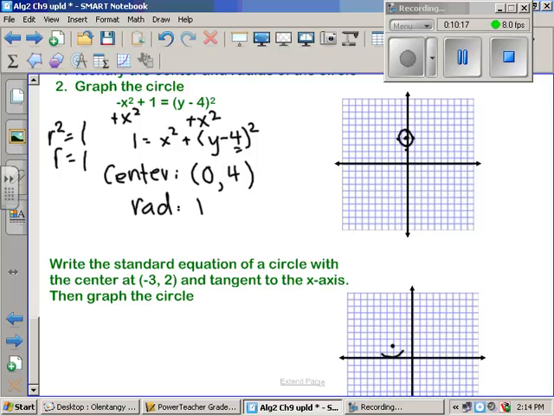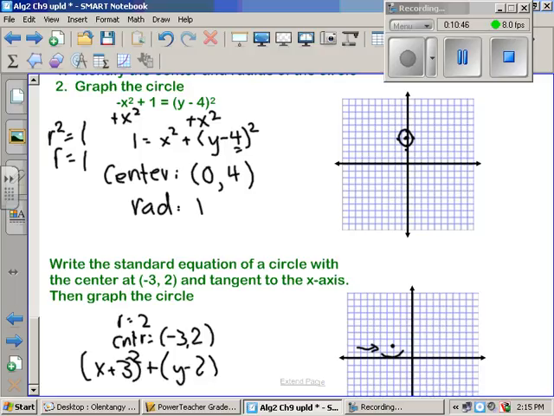Okay? And so just by looking, what's the radius? Right? The distance from the center to the point. So the radius is 2. So if my radius is 2, my center is at negative 3, 2. Okay, my equation would be x plus 3 squared plus y minus 2 squared equals 2 squared, radius squared, that's 4. Okay, and my circle would look like that.